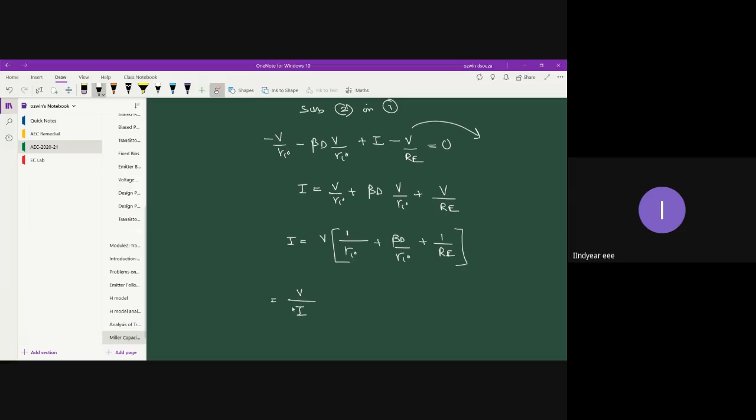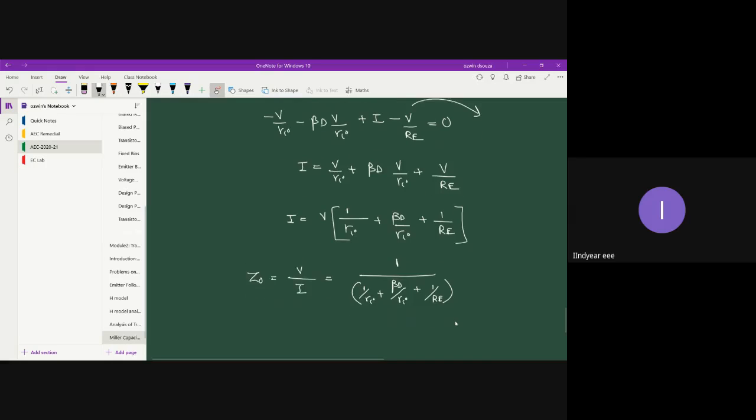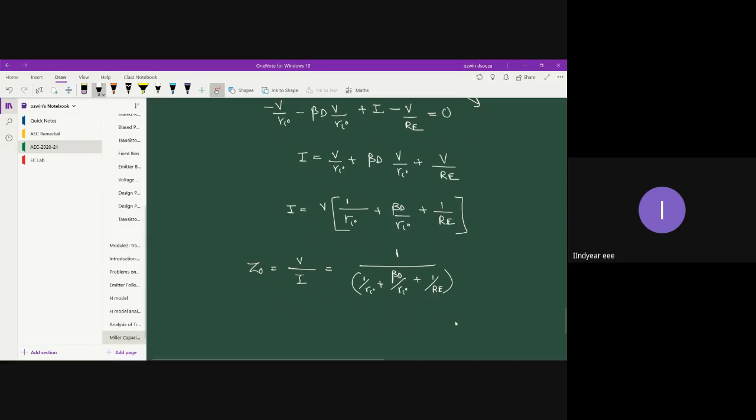So voltage to current ratio, let's define it as output impedance Z0. So Z0 is basically reciprocal of all these. So that's 1 by Ri plus beta D by Ri plus 1 by RE. Okay, so that's your Z0.